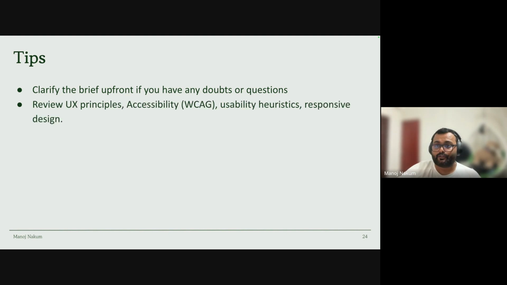Before going into such a round, review UX principles, accessibility, colors and sizes, heuristics, responsive design, anything you might think of, which comes with UI spacing techniques, the 4-point spacing technique, the 8-point spacing technique.